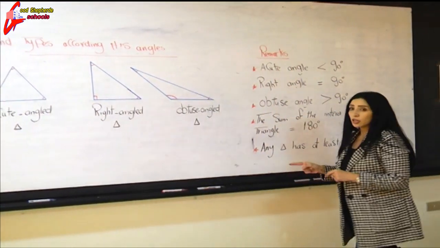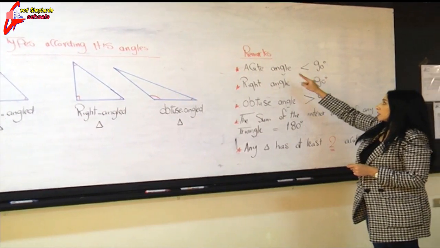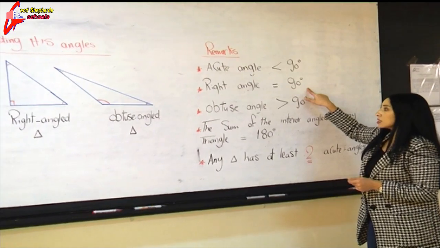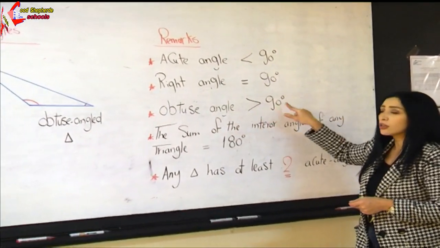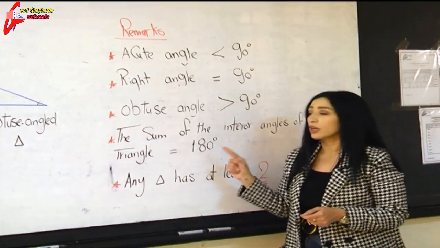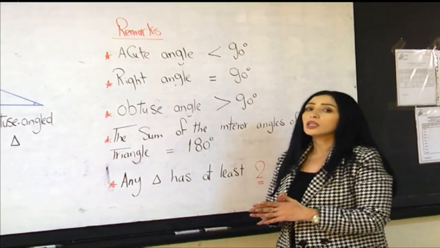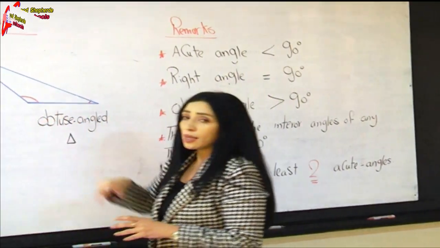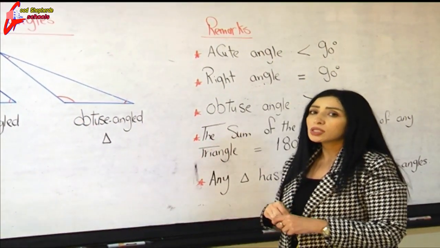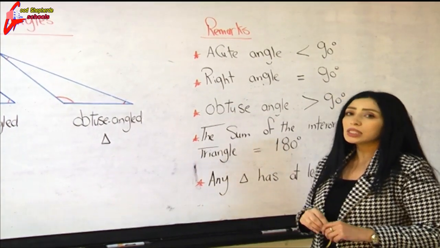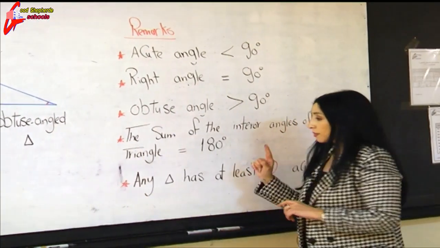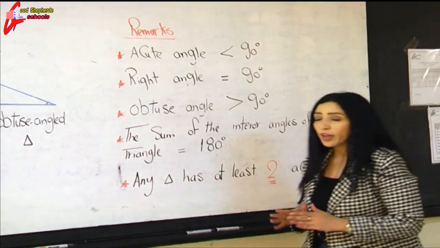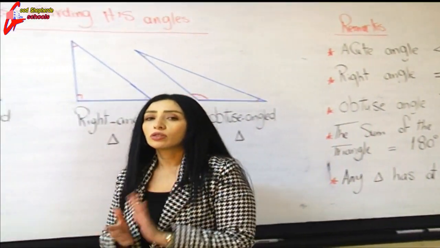Let's remember together: an acute angle's measure is less than 90 degrees, a right angle's measure equals 90 degrees, and an obtuse angle's measure is greater than 90 degrees. The sum of the interior angles of any triangle equals 180 degrees. When we add the 3 angles inside any triangle, it must equal 180 degrees. Any triangle has at least 2 acute angles.